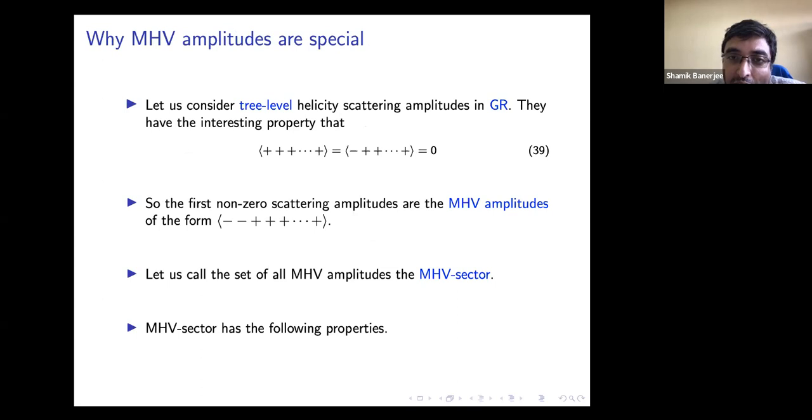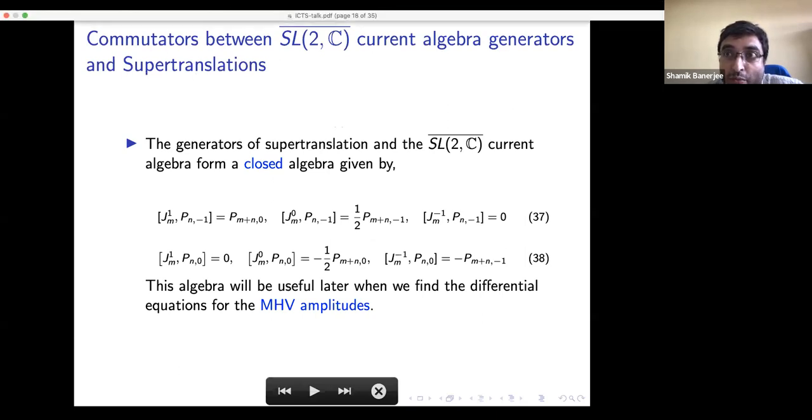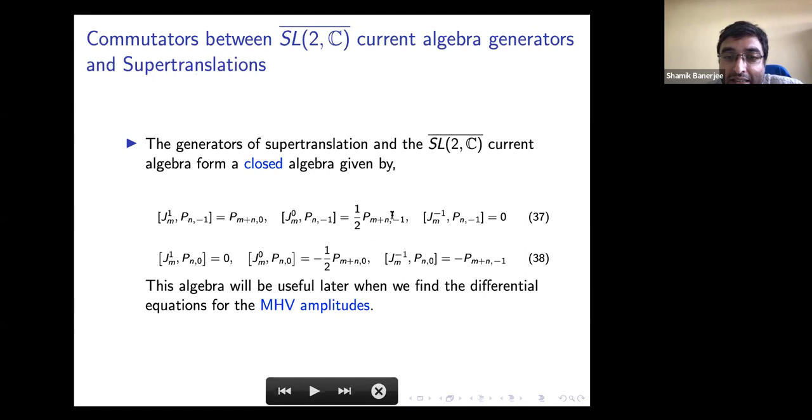Okay, so now one has to see what is the algebra of this SL2 bar, and the super translations, and that has this form. They actually form a closed L algebra, and using this algebra, we can actually get the MHV amplitudes.